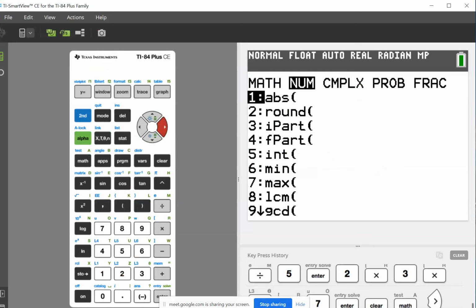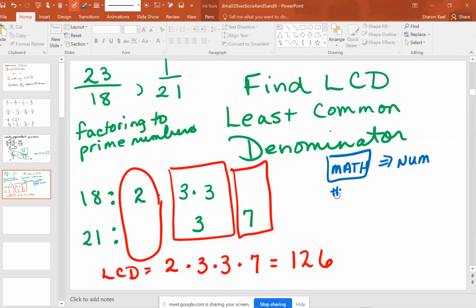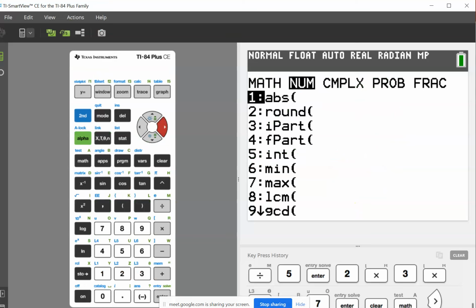And then we are going to select number 8, the one that says LCM. We're going to choose number 8, LCM. The M stands for multiple, the least common multiple, which in our case, the multiple is the number in the denominator. Once you do that, you can only type in 2 numbers at a time.